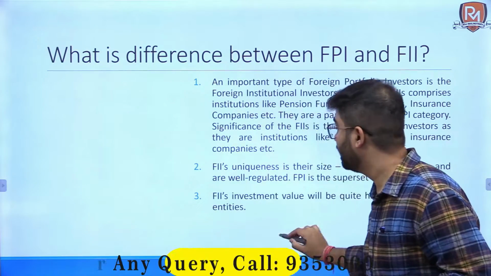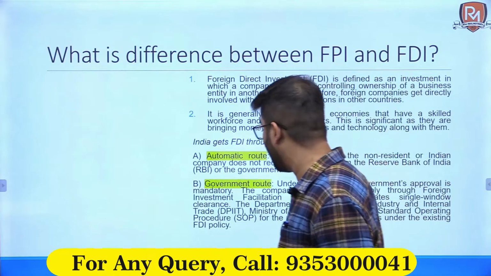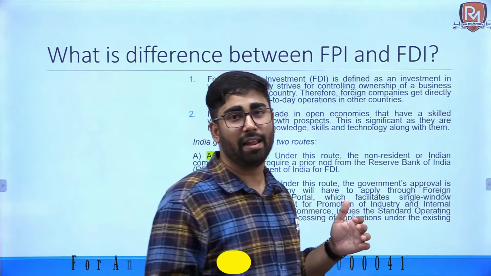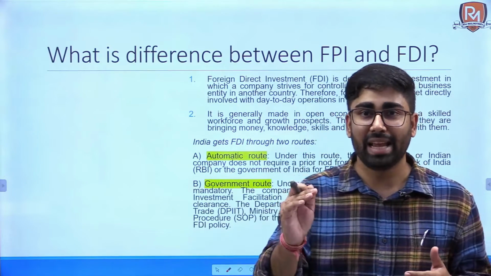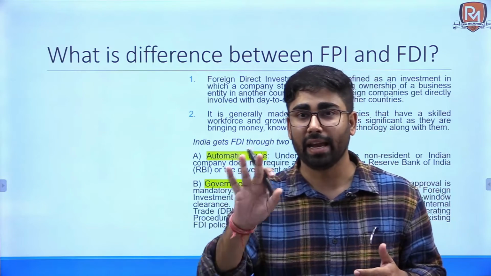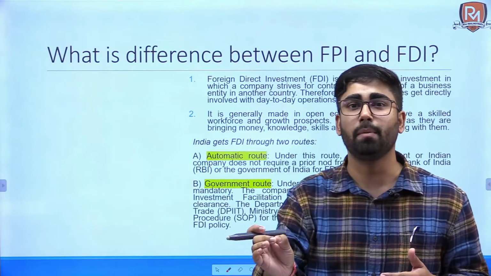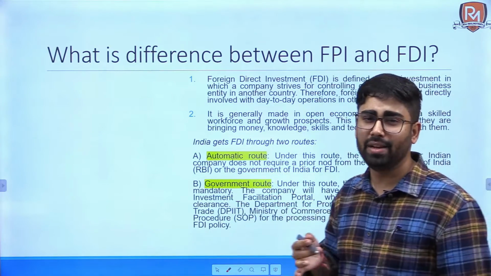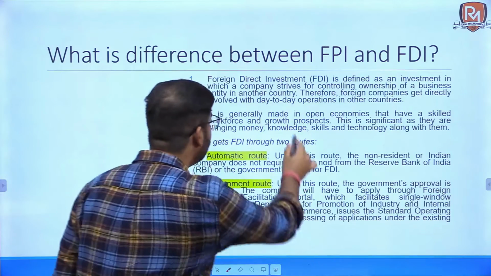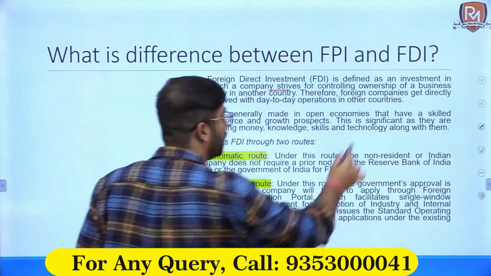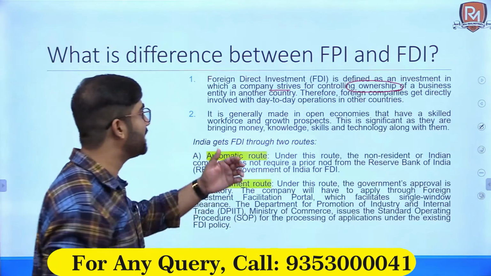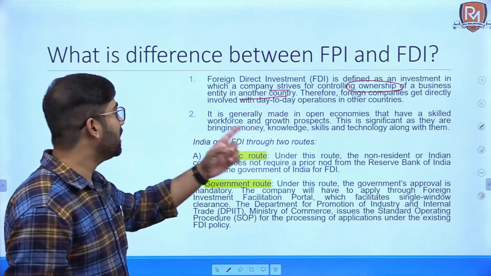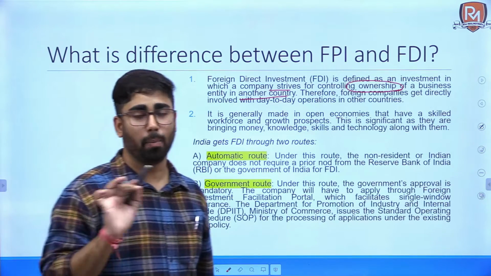Now let's see next, what is the difference between FPI and FDI? It is important to understand the difference between FPI and FDI. FDI is विदेशी प्रत्यक्ष निवेश, foreign direct investment. So there is a thin line between FII and FDI. Let's see what it is. First, let's see what is FDI. FDI is defined as an investment in which a company strives for controlling ownership of a business entity in another country. Therefore, foreign companies get directly involved with day-to-day operations.